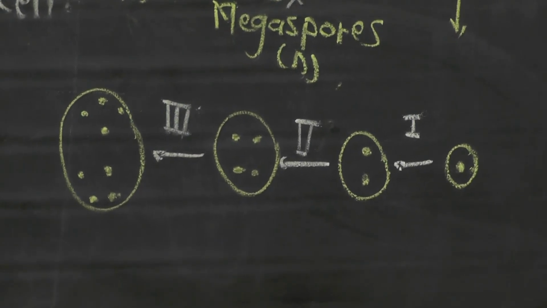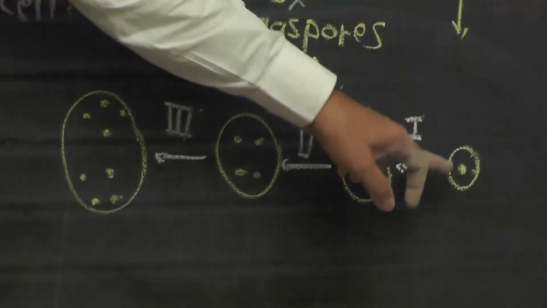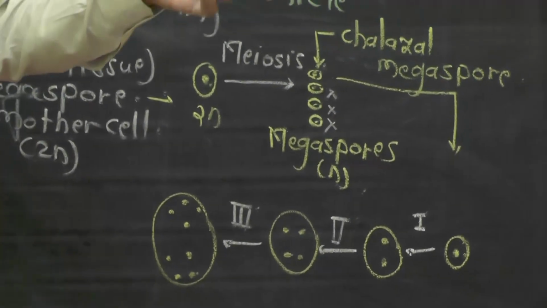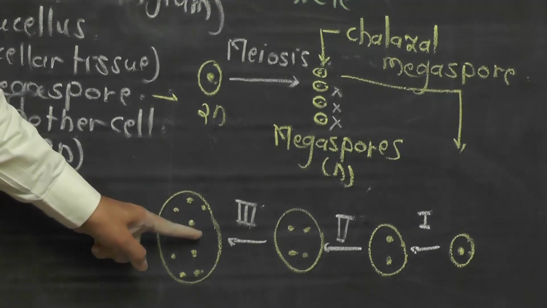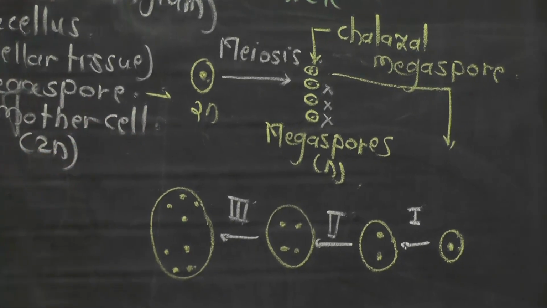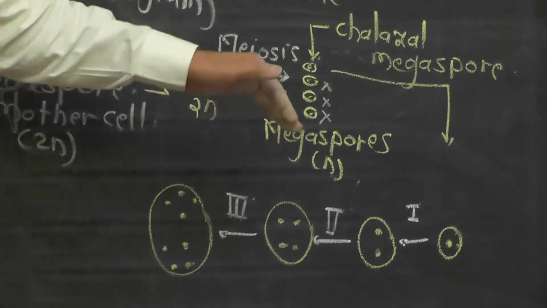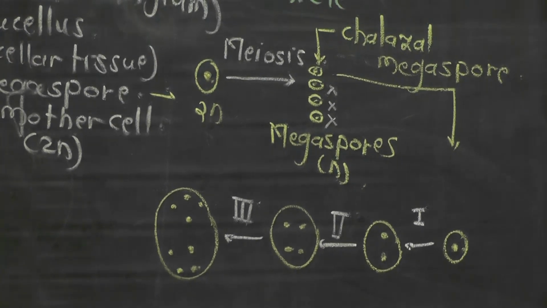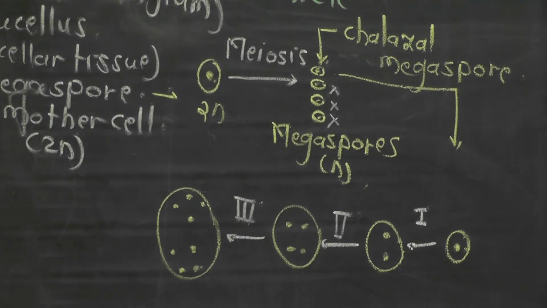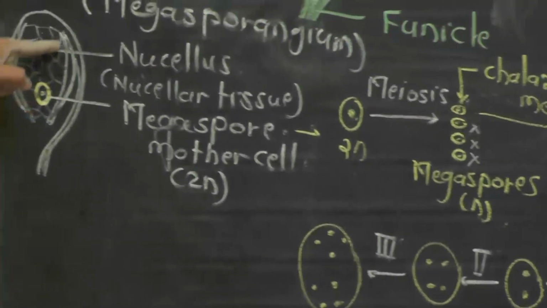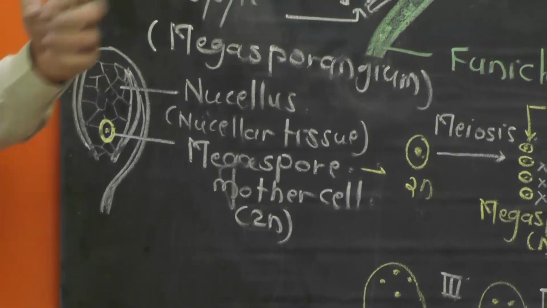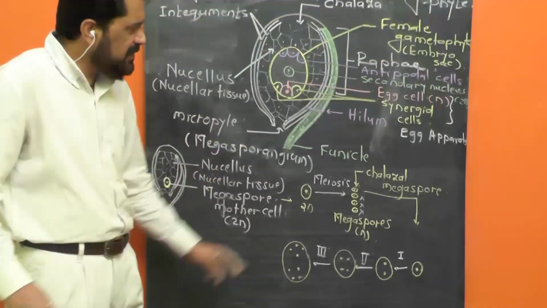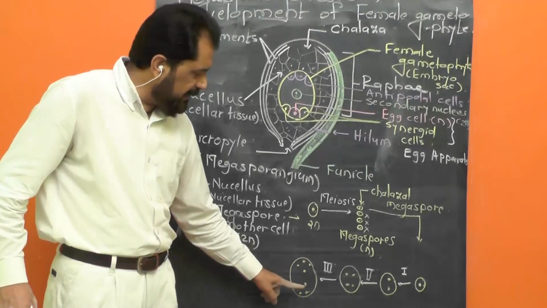So I said the nucleus of this chalazal megaspore undergoes three successive free mitotic nuclear divisions to form in all eight haploid nuclei. During this process, the chalazal megaspore enlarges in size, grows, and derives nourishment from the surrounding nucellus. It gets nourishment from the nucellar cells around it, and its growth and size keep increasing. Now this chalazal megaspore is showing in all eight haploid nuclei.